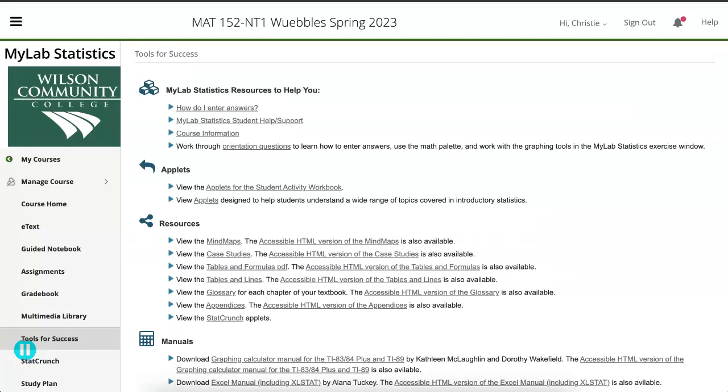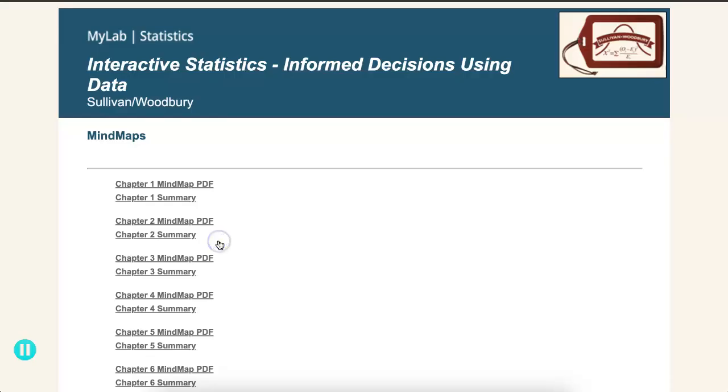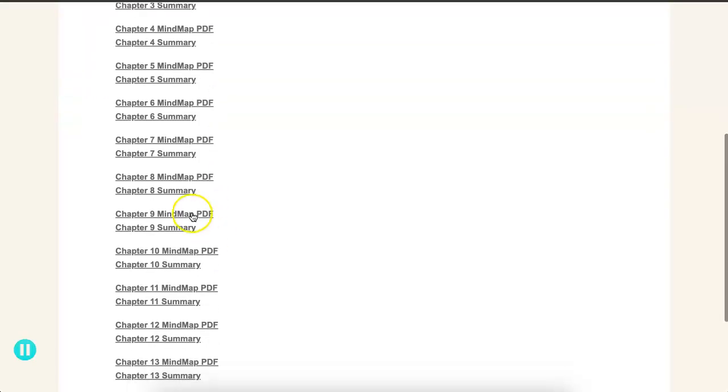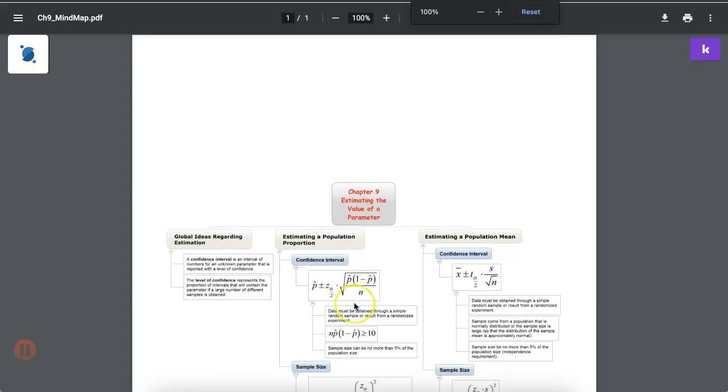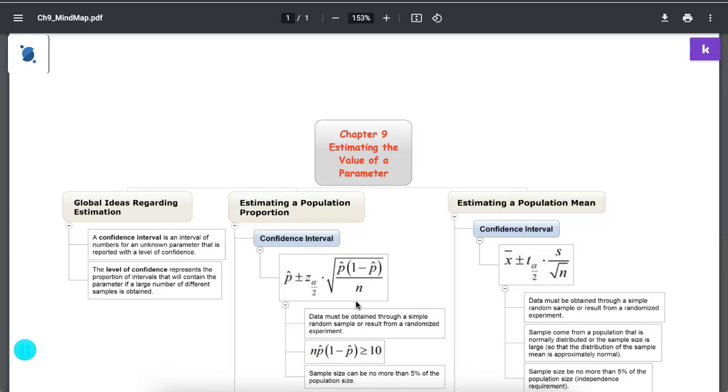And MyMathLab has some really good resources here called Mind Maps. So if you go to Tools for Success, underneath Resources, you'll find Mind Maps. I'm going to scroll down to Chapter 9. That's the one that we're in. You can look at the PDF. You can watch this video summary that kind of walks you through the PDF. But I'm just going to jump to the PDF itself and zoom in just a little bit more here.